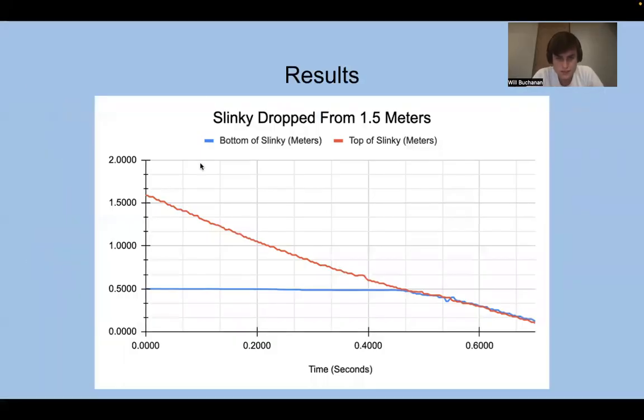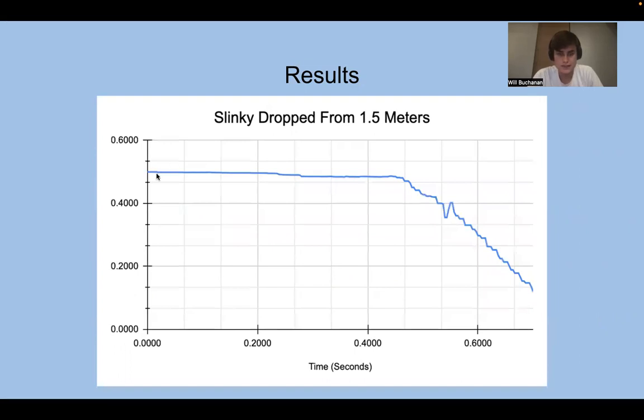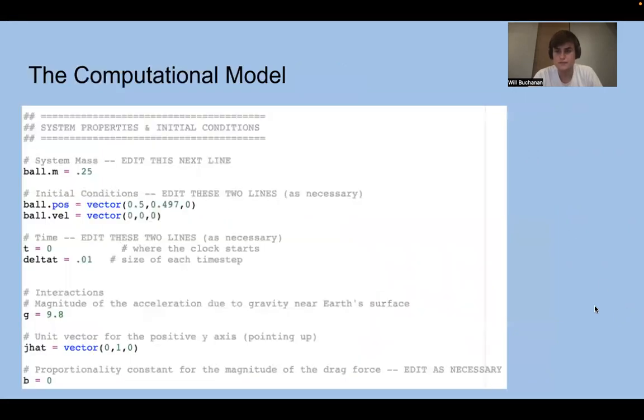And then the results. This is the top of the slinky, and as expected, it falls in a very normal pattern. However, we see the bottom of the slinky does not even move a bit until the top of the slinky reaches it, which is what we also saw in the video. And then this is just the bottom half of the slinky. Again, it does not really move until the top half reaches it.